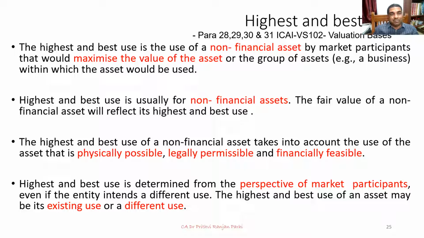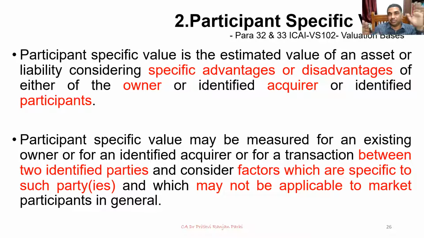We have to keep in mind what kind of use the market participants are visualizing or what they are expecting. And this use may be the existing use for which the asset is being used, or maybe a different use. It may be a new use also. That is called the HABU or highest and best use concept.